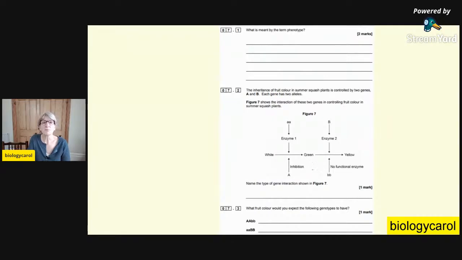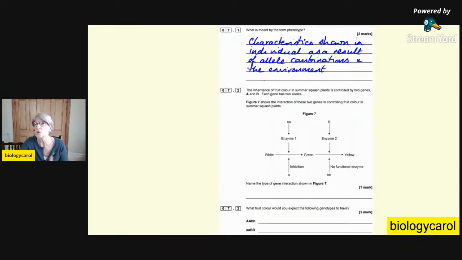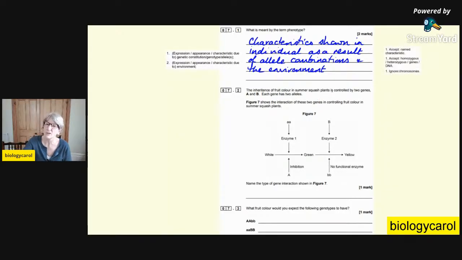So question 7, what is meant by the term phenotype? The key here is to remember that phenotype is the characteristics shown as a result of both the allele combination, big A, little b, big B, little b, whatever, but also the environment. Of course, we nearly always talk about phenotype in the context of the inheritance topic, but remember that it's the environment as well as genetic. As soon as I saw this, I knew where the marks were going to be. So I got the marks.